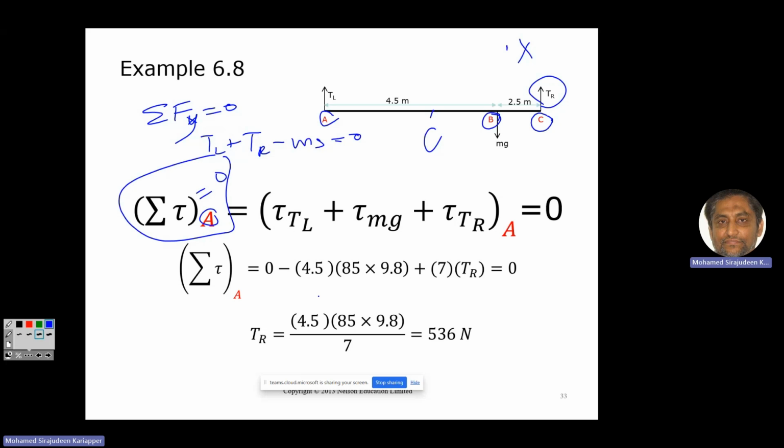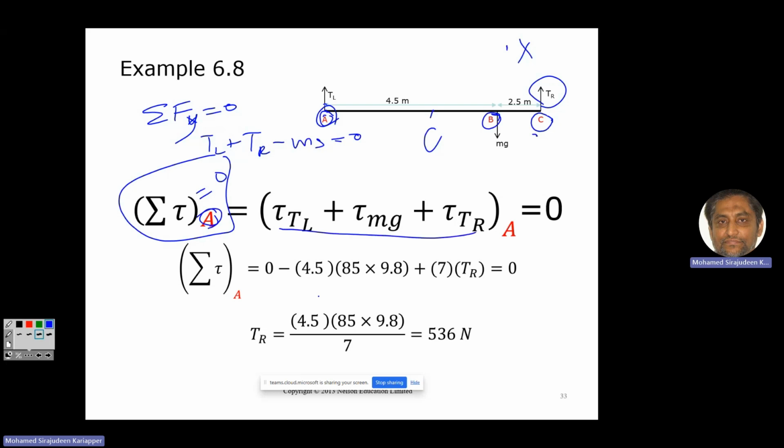The question is to find TR. If you choose the point B, it will have the same problem. We will have both TR and TL. If I choose the point C, I will have only TL. TR will not be there. I'm not worried about finding TL. I only want to find the TR. So TR must be coming into the equation, so I should choose A or B. But if I choose B, TL will also come. So the best choice is the point A.